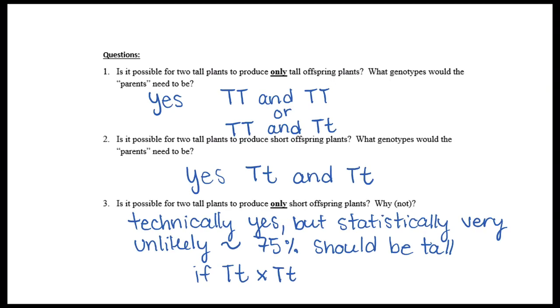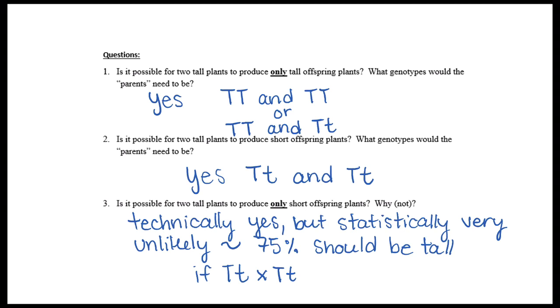So is it possible for two tall plants to produce only tall offspring plants? What genotypes would the parents need to be? Yes, this is possible, and there are two different possibilities to have all tall offspring. We can have homozygous capital T crossed with homozygous capital T, so that would give you 100% capital T, so all tall. Or homozygous dominant capital T crossed with the heterozygous capital T, little t.